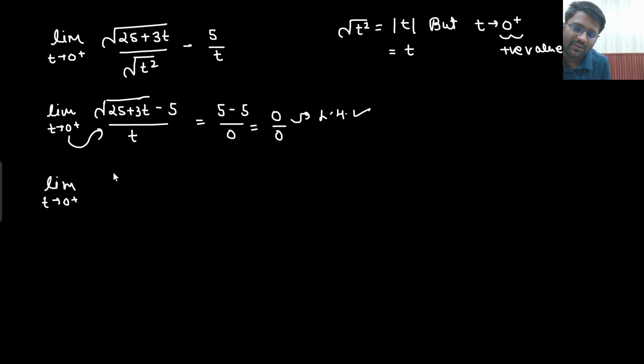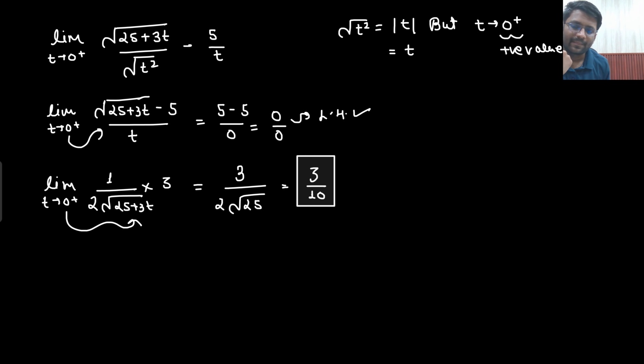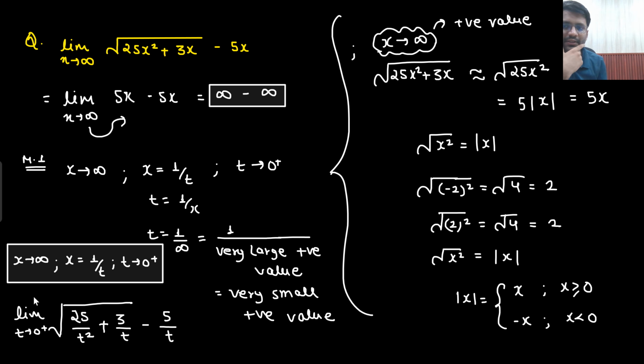So differentiating upper side will give me 1 by 2 under root 25 plus 3t multiply with 3, and downward differentiation will give me 1 only. Then put the limit here, sir, and if I put the limit here, so 3 divided by 2 under root 25 and t equals to 0 you put here. So what is the answer you will be getting? 3 by 10 will be the answer you will be getting. That's the answer. Okay, so this is the answer of this question. This was method 1.